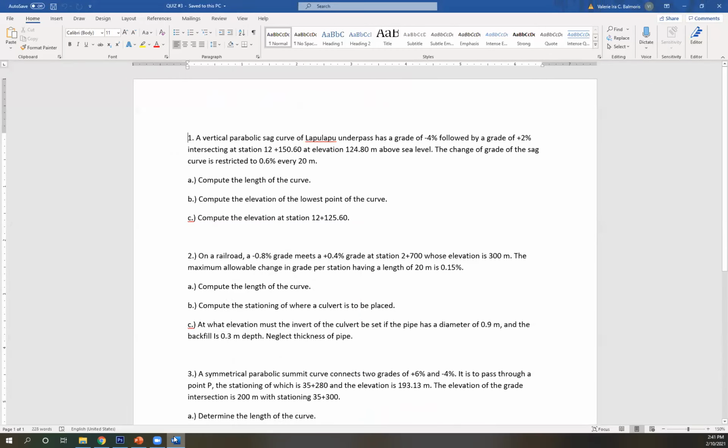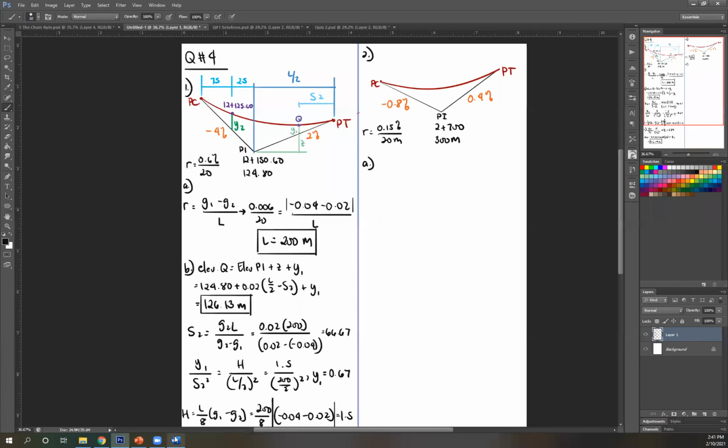On a railroad, a negative 0.8% grade meets a positive 0.4% grade at station 2 plus 700, whose elevation is 300 meters. The maximum allowable change in grade per station having a length of 20 is 0.15. So letter A, compute the length of the curve. Okay, so let's draw that first.